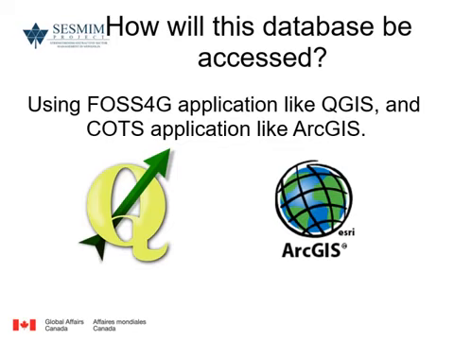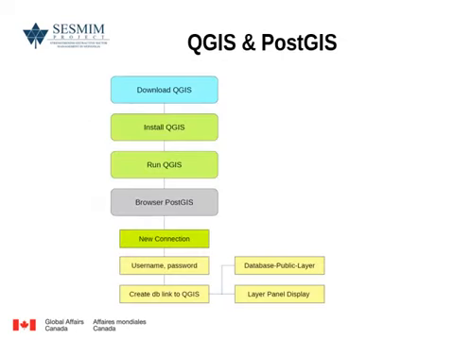Well, you can use ArcGIS if you have Esri, or you can use QGIS. So we're training people to use QGIS, the free open source software. The IMAC and Zooms will be trained as well using QGIS. Land already uses QGIS, so they're familiar with that. For QGIS and PostGIS, if you don't have it, you'll download QGIS, install it, and run QGIS.